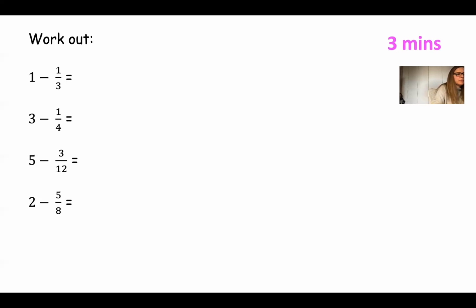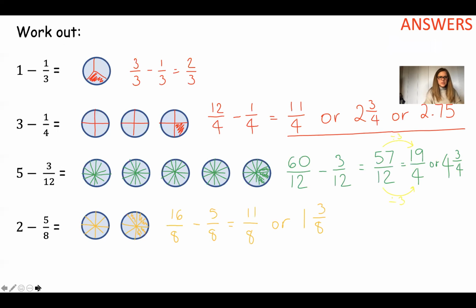Okay, your time is up. Let's have a look at the solutions. I would suggest for these, you would leave your answers as improper fractions, but I've shown you the other options as well. And I've also drawn them out to show you as well. So we've got a whole, we're subtracting 1/3, so we're left with 2/3. We've got 3, we're subtracting 1/4, we're still left, and you can see visually, with 2 3/4, or 11 over 4. Same for question 5.